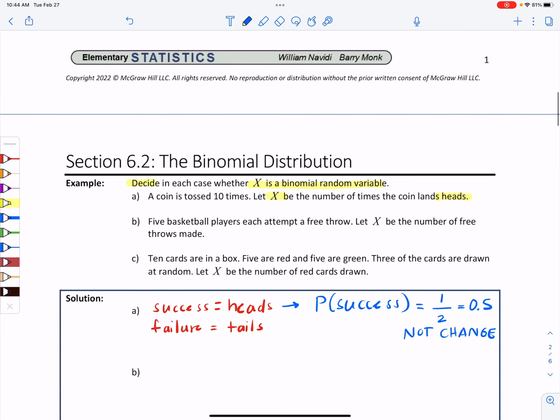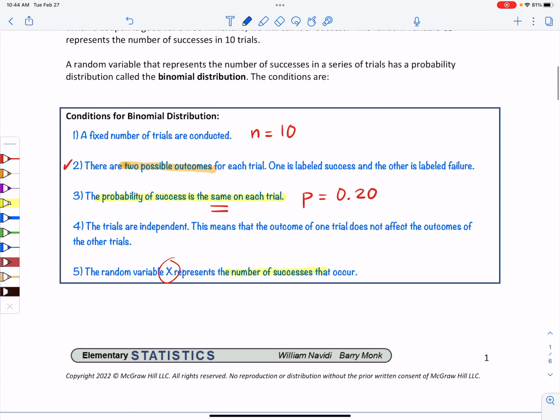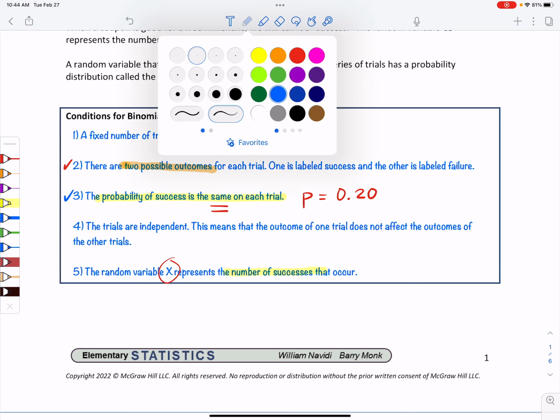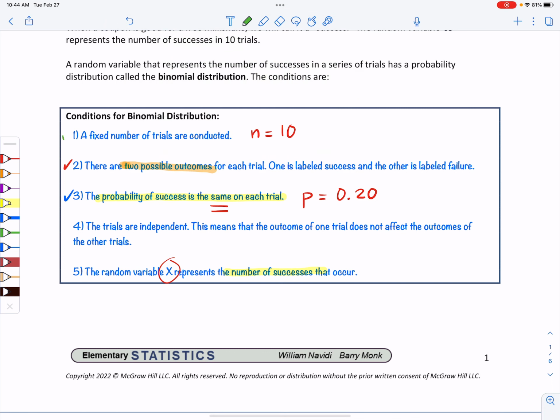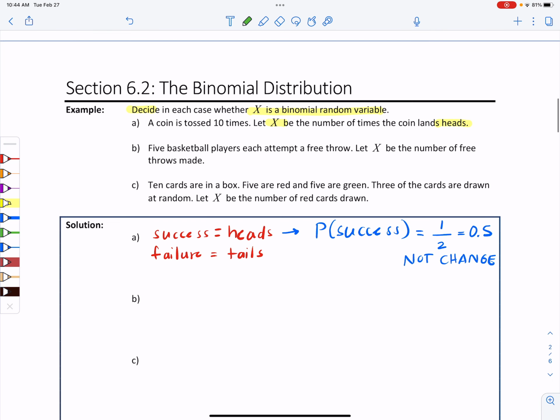All right, from there, so I've checked condition 3, probability of success. I can find it and it's not changing. From there, I typically look for my fixed number of trials, make sure I know how many times this experiment is going to be run. And we are going to flip this coin 10 times. All right, so I've got 10 total trials.